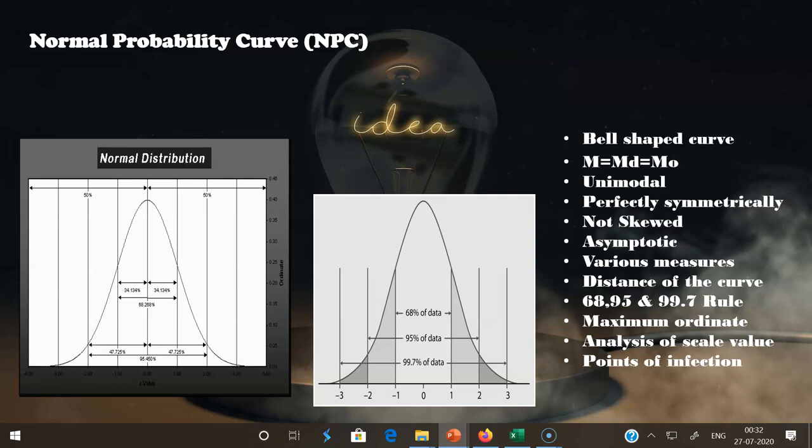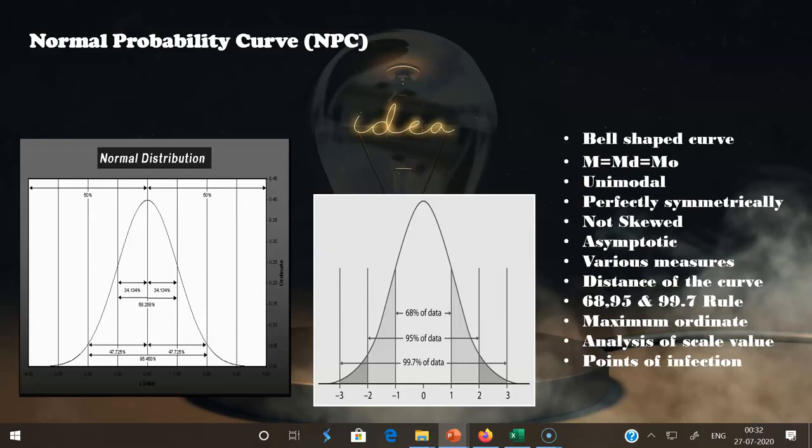The next property: maximum ordinate of the curve. The maximum of the curve occurs at the mean, where z equals 0, and the value of the highest ordinate is 0.3989. The ordinate at 1 sigma is 0.2420. At 2 sigma it is 0.0540, and at 3 sigma the value is 0.0044, respectively.